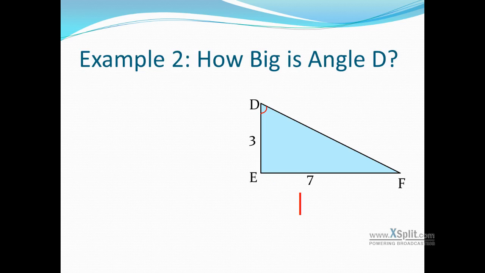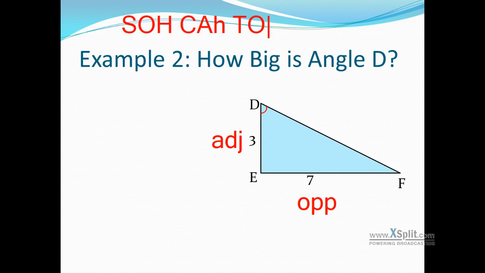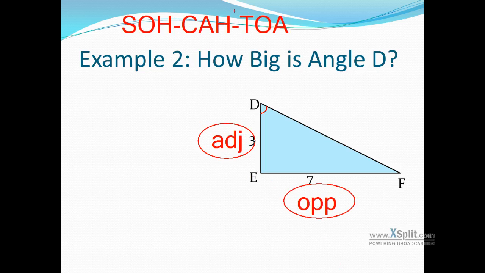We can label our sides. This side that's labeled 7 is the opposite to angle D. This side that's labeled 3 is the adjacent to angle D because it touches angle D. And then this other one here is the hypotenuse, but we don't care about the hypotenuse right now because it's not labeled with any size. Looking back at our SOHCAHTOA, which trig function helps us out with using adjacents and opposites? Well, tangent helps us out with that one. We can write tan of angle D is equal to our opposite side, 7, divided by our adjacent side, 3.